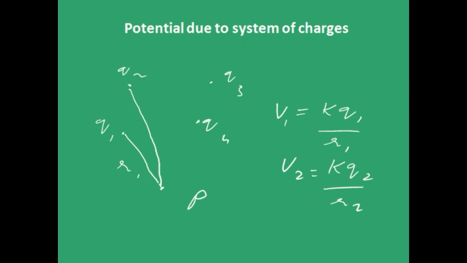Now if I want to calculate the total potential due to all these charges at point P, it will be V1 plus V2 plus V3 plus V4. I mean it will just be the algebraic sum of all the individual potentials, and that's it.